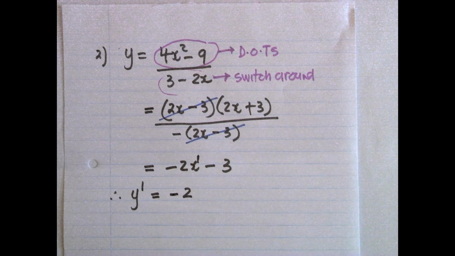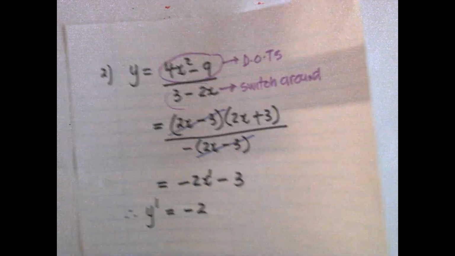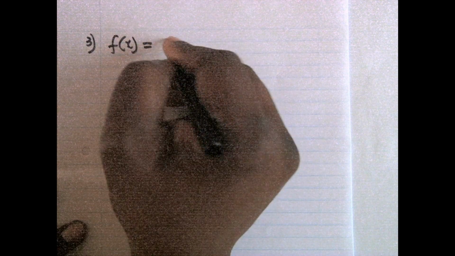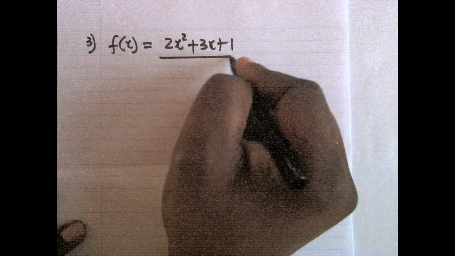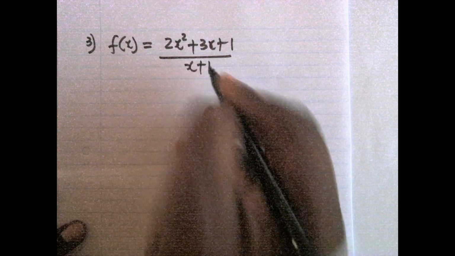Now, let's move on to number 3 under fractions. And this one is going to be the last one in today's lesson. Let's say they give us this question here. Number 3: f of x is equal to 2x squared plus 3x plus 1, and our denominator is x plus 1.